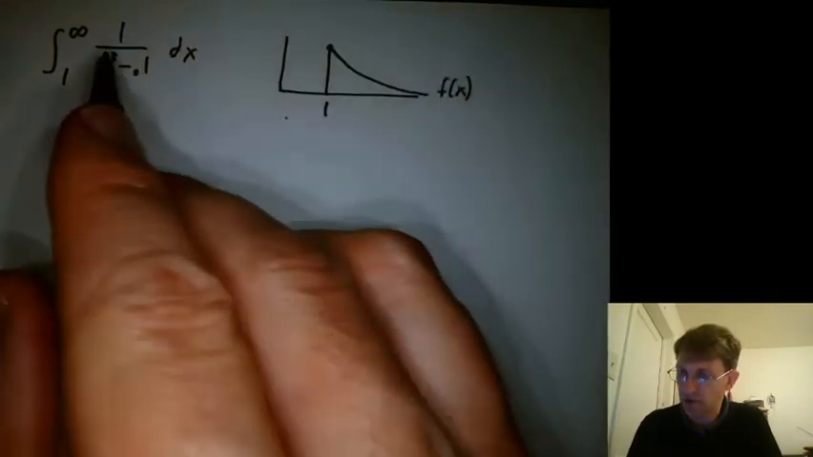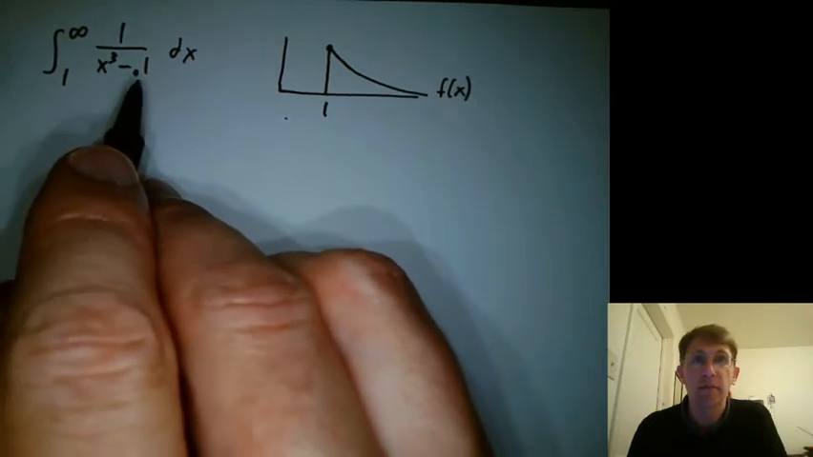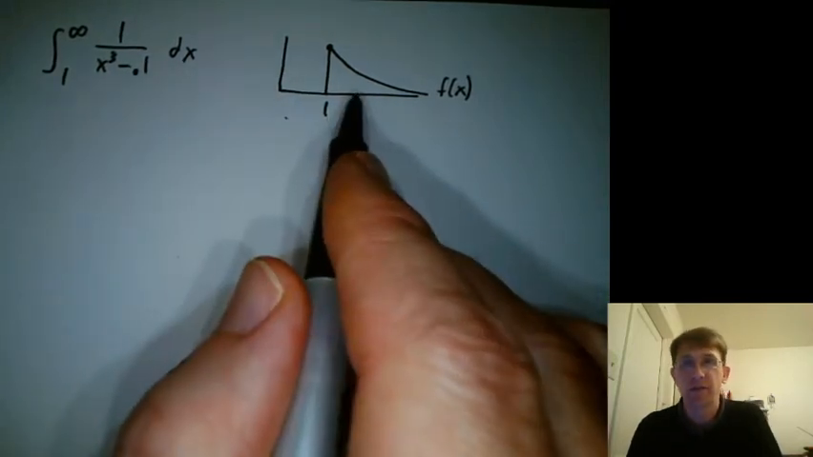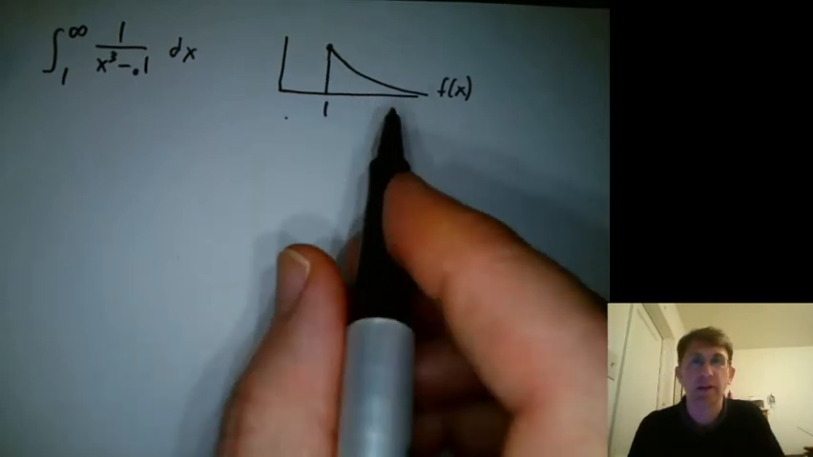So here's a challenge for you. How about the integral from 1 to infinity of 1 over x cubed minus 0.1 dx? I graphed it for you. Really, they all look like this. So I just kind of sketched what they all look like.